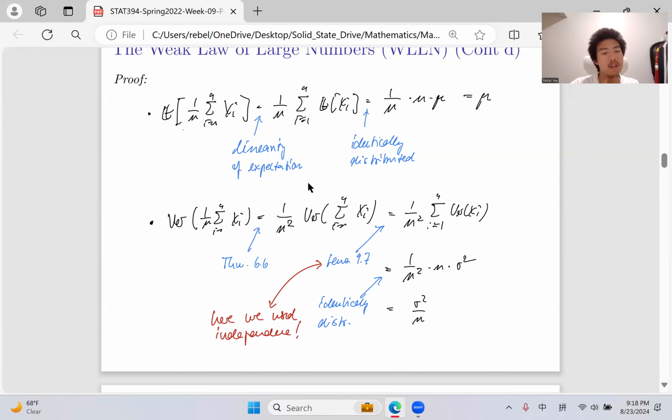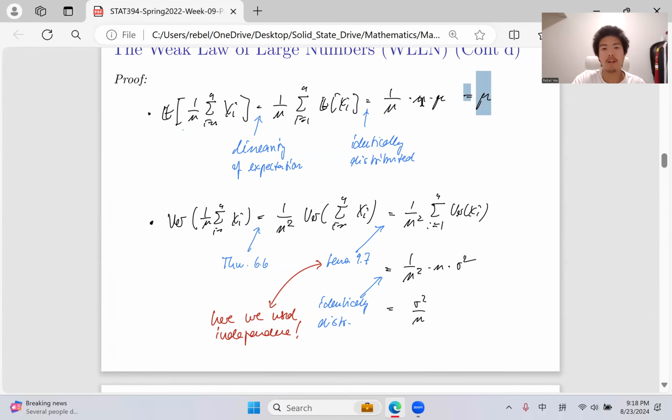Okay, so first, let's calculate its expected value. First we can use the linearity of expectation, so we can take a 1 over n term out. Then we use the fact that the variables are identically distributed, so the expected values are all the same. So we can just use n times mu, which is the mean, to get the result. So it's 1 over n times n mu, which is mu itself.